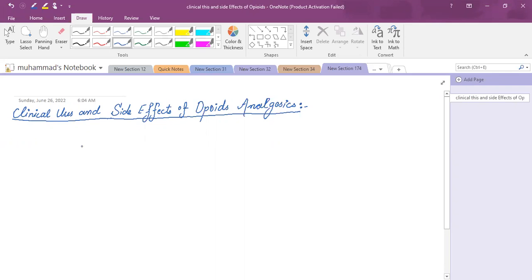First, we will cover the clinical use, then we will be discussing the side effects. So, first, the clinical use of opioid analgesic is moderate to severe pain.